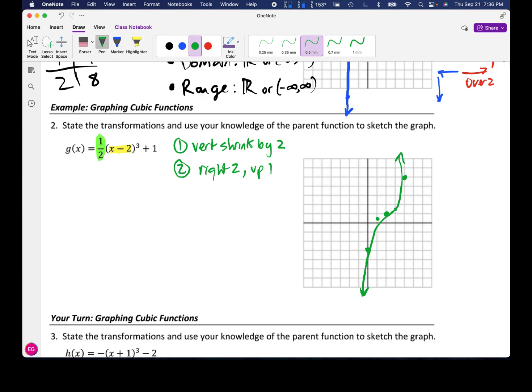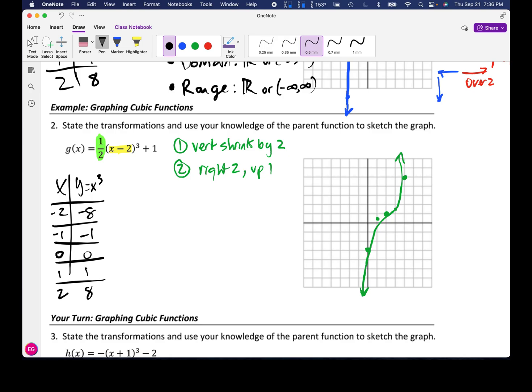Not the best at drawing on an iPad, so the wobble's a little bit not perfect. If you want to see it a little bit better than that, you can check out my answer key in Schoology. If we go to do the table, we're going to do the same exact idea we've been doing. So I'm going to start with the basic table that just goes like this: -8, -1, 0, 1, 8, and I'm just going to apply the transformations to it.